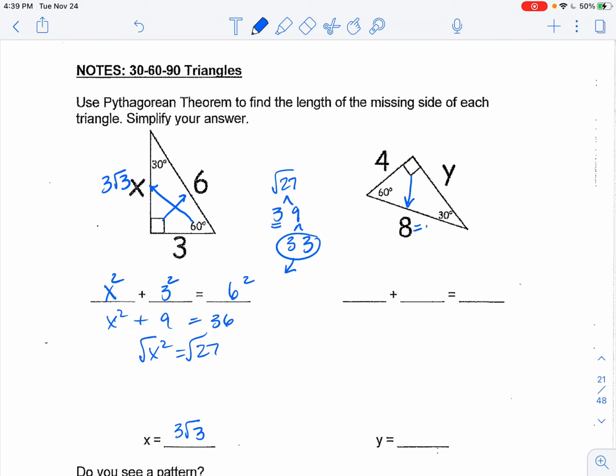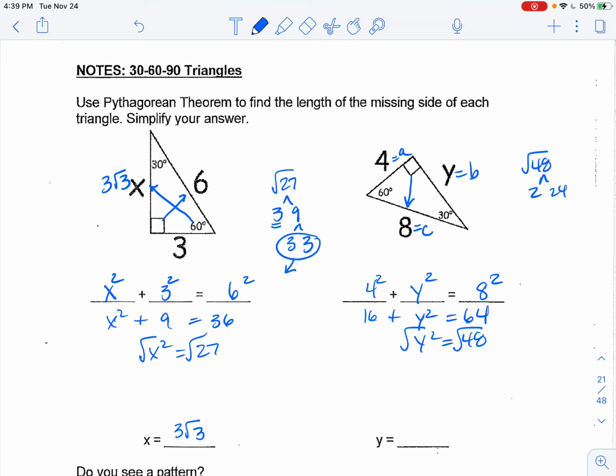Okay, so let's see. Here's the box. This is our hypotenuse, our C value. And let's call this A, and our y is equal to B. So 4 squared plus y squared is equal to 8 squared. 16 plus y squared is equal to 64. If I subtract 16, I have y squared is equal to 48, and I want to square root it.